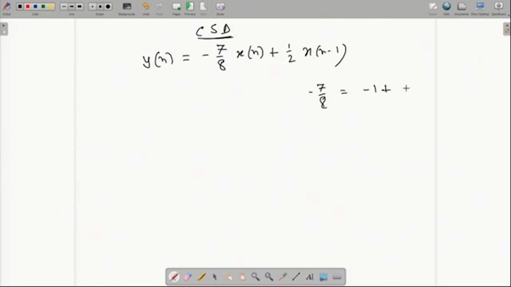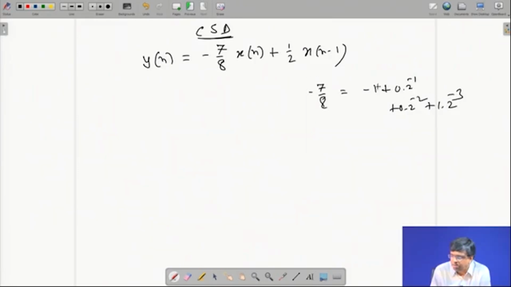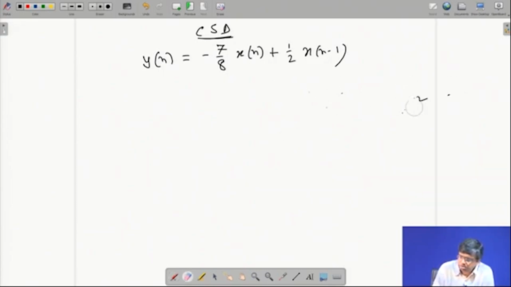Minus 7 by 8 is minus 1 plus 1 by 8, that is 0 into 2 to the power minus 1, 0 into 2 to the power minus 2, and 1 into 2 to the power minus 3. So minus 1 plus 2 to the power minus 3, minus 1 plus 1 by 8, and that is how you get it. Which means between these two powers, this is 2 to the power 0 and this is 2 to the power minus 3, I have got two zeros, this 0 and this 0. So this is in CSD form, though for fractional numbers. 1 by 2 is already a power of 2, so no question of converting into further CSD, it is already in power of 2 form.